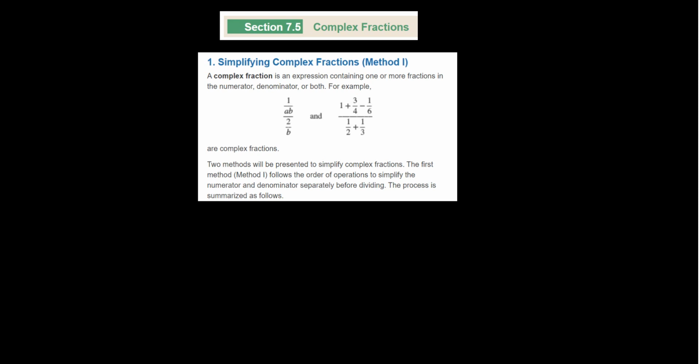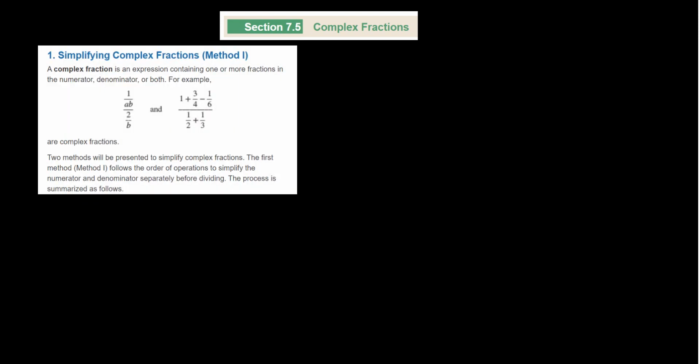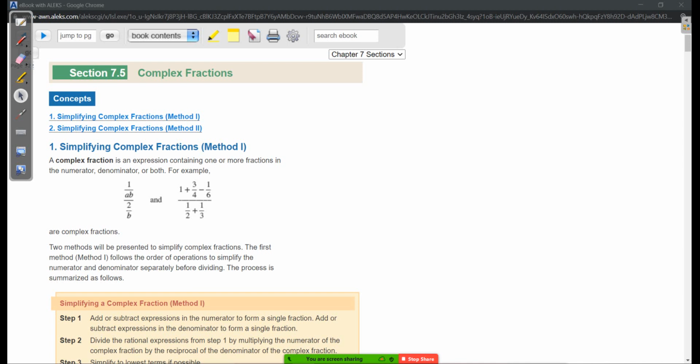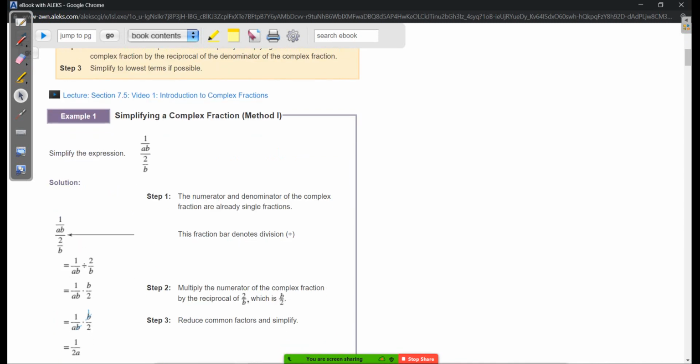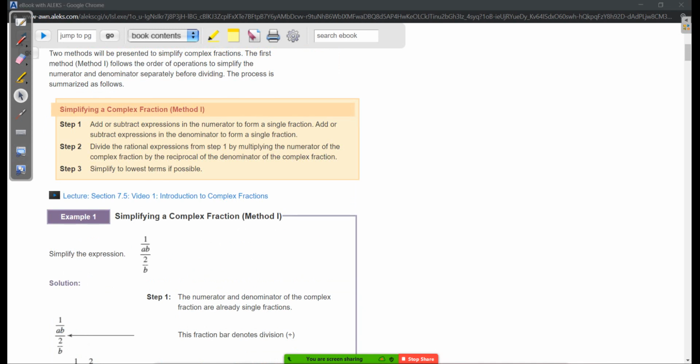Two methods will be presented to simplify complex fractions. The first method, that we call method 1, follows the order of operations to simplify the numerator and denominator separately before dividing. The process is summarized as follows. Now let's put that to the side. This process is basically what we've been doing when we were getting common denominators between two or more fractions last week.